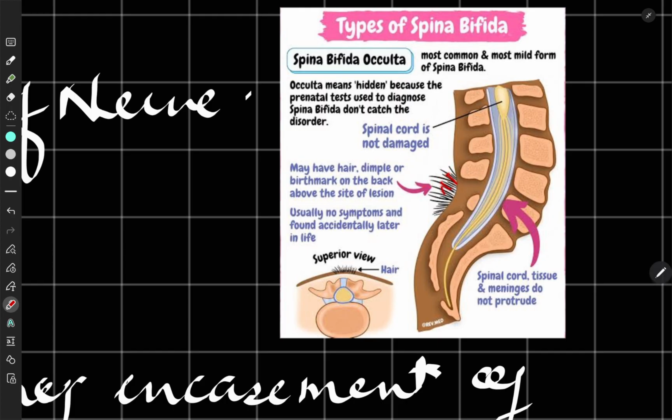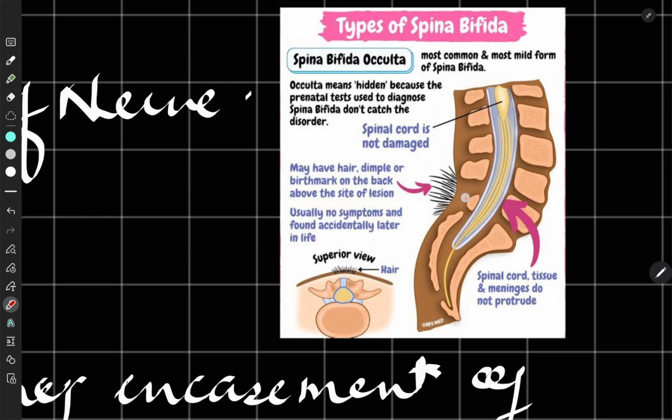There can be hair, a dimple or birthmark on the back at the side of the lesion. Usually no symptoms are found, and it is discovered accidentally later in life. There is hair where there is exposure of the spinal cord, but it does not protrude out. It is just there, but a little bit of it is exposed.